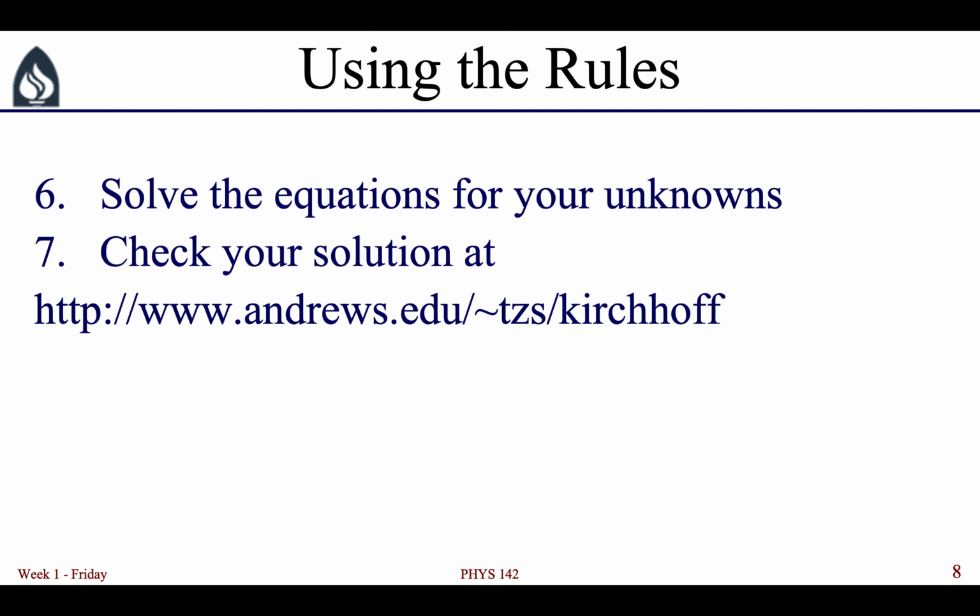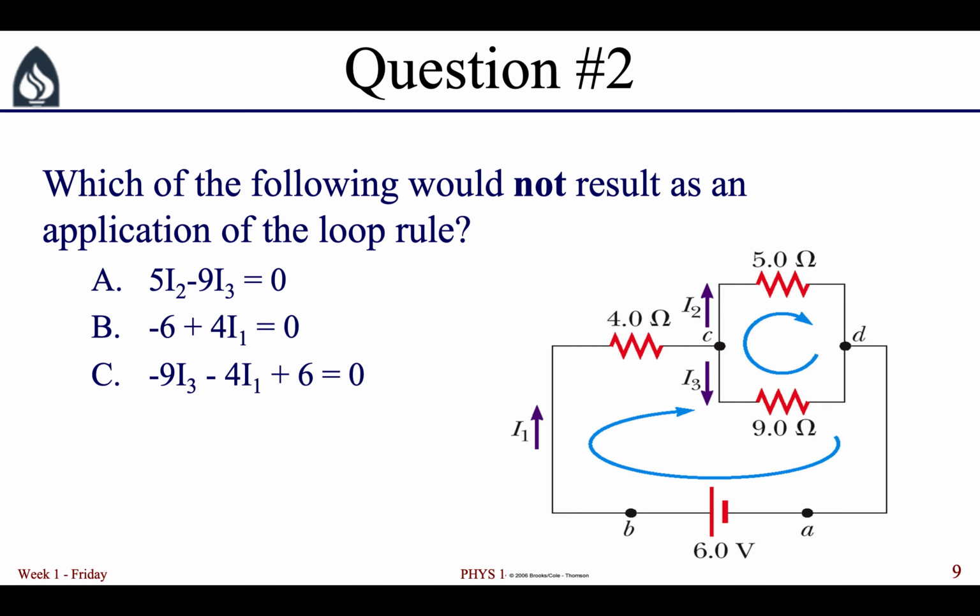So once you have the equations that you need, you can solve them for your unknowns and then check your solution at this website. This is a Kirchhoff's law equation solver. You can check to see that it gives you the same numbers, because solving the equations for your unknowns will take a bit of math, and it's pretty easy to make an algebra mistake somewhere.